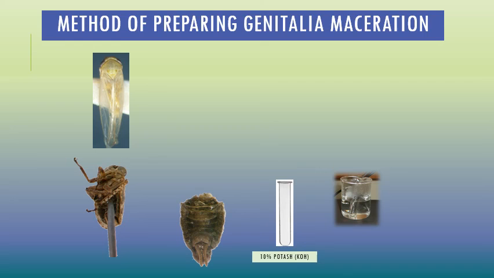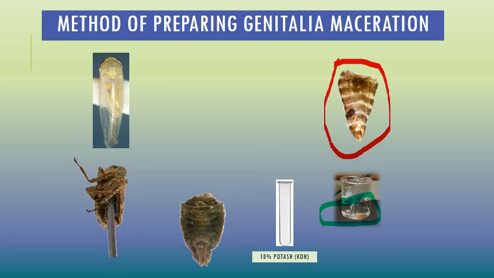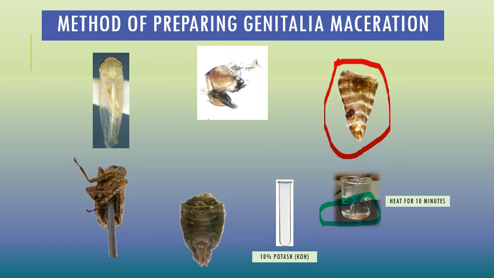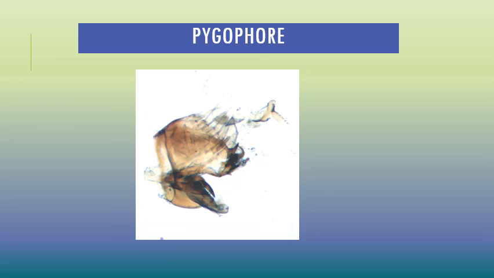Now put this into a beaker containing 50% water. Put it on a hot plate. Now you will see you have a very clear abdomen, a macerated abdomen actually. All soft connective tissues and fat bodies are removed. Now you can see your pygophore is ready for study under the microscope. You can see each and everything very clearly.